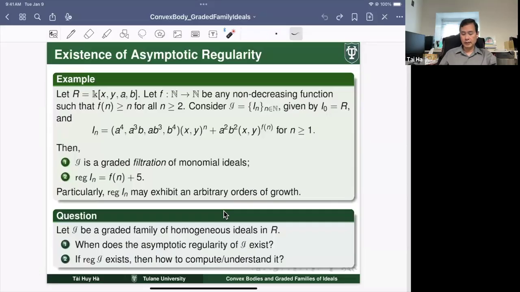So the question that we are interested in is, if we start with a graded family of homogeneous ideals, when does the asymptotic regularity exist? So when does the limit of reg of I_n divided by n exist? And the next question that we're also interested in is, let's say that we know that it exists for a certain family, how do we compute it? Or how do we understand this limit? And relating to this talk, of course, how do we understand this limit from convex geometry, or from the convex region or convex body associated to this given family?